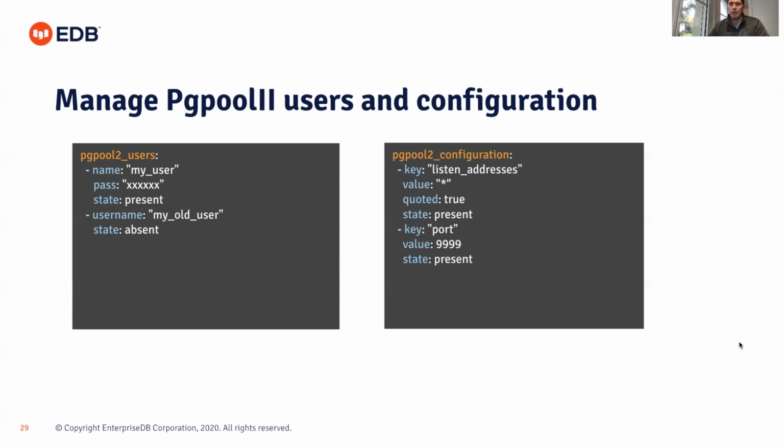The key attribute refers to the configuration parameter name. The value attribute is its value itself. The strings values must be quoted in the Pgpool2 configuration file. So that's why we have the attribute quoted to define if the parameter value must be quoted or not. And the state attribute defines if the parameter should be present or absent.